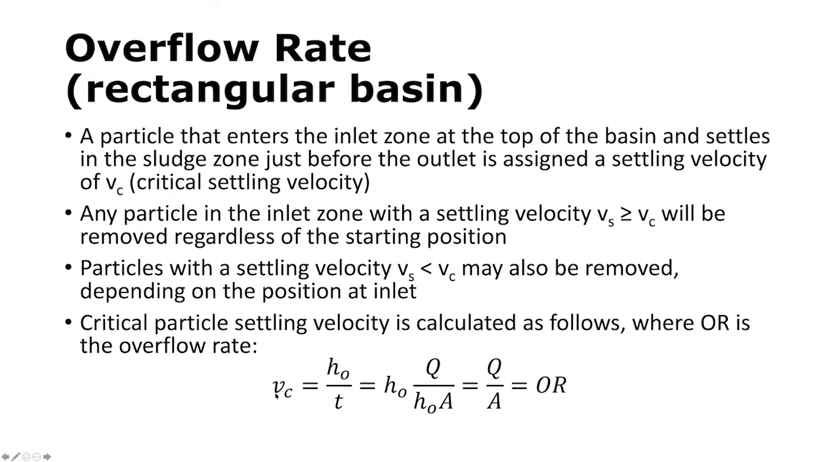Now that critical settling velocity is also defined as what we call the overflow rate. So this overflow rate is really used to design sedimentation reactors that are rectangular in particular. So overflow rate being equal to Q divided by A.